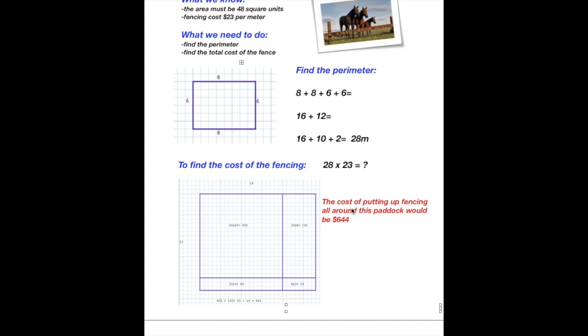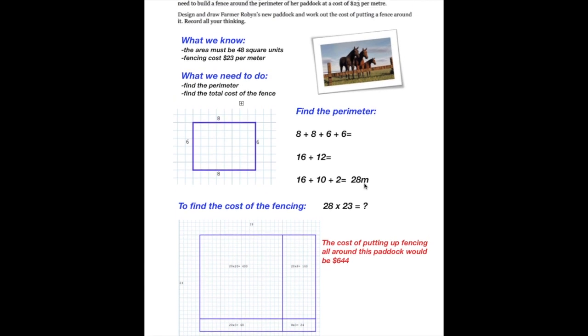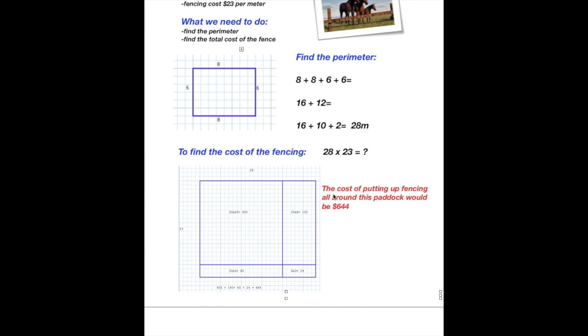Okay? So finally, at the very end, when I've done all the work and I've shown my thinking, the very last thing to do is make sure that we answer the question. The question says, draw Farmer Robin's new paddock. We've done that. And work out the cost of putting a fence around it. And we've done that. And I'm going to answer with my words just to finish this problem up. The cost of putting up fencing all around this paddock would be $644. And that's the end of the problem.